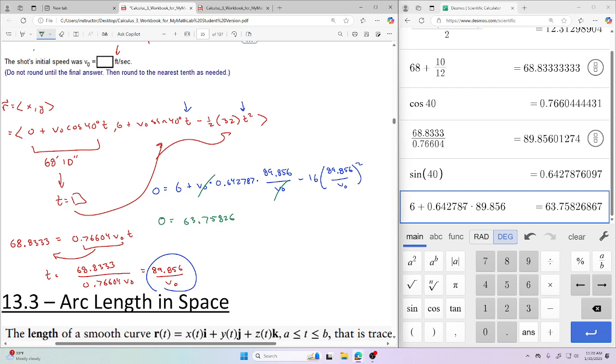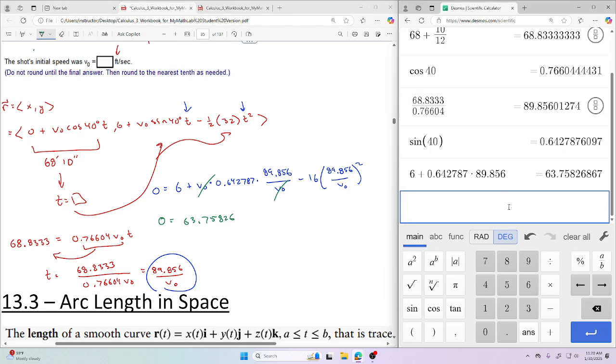Math up there. Oh yeah, it was 6. And I'm squaring that value. 1.8. And then that was my numbers, and I'm still dividing by V naught squared over here, which is strange.